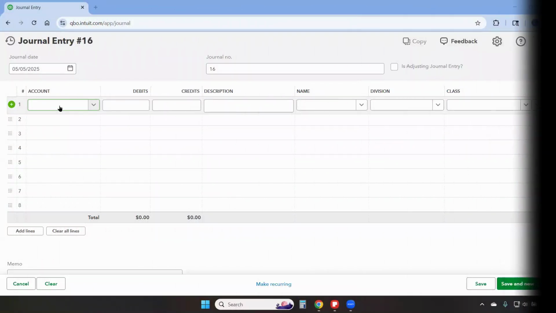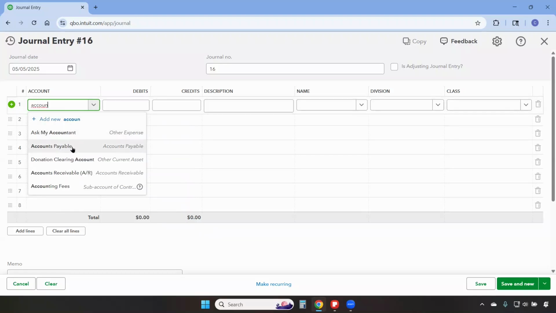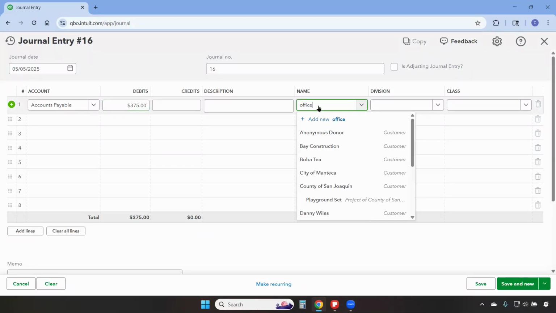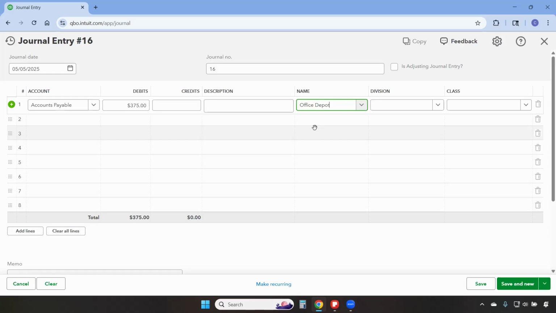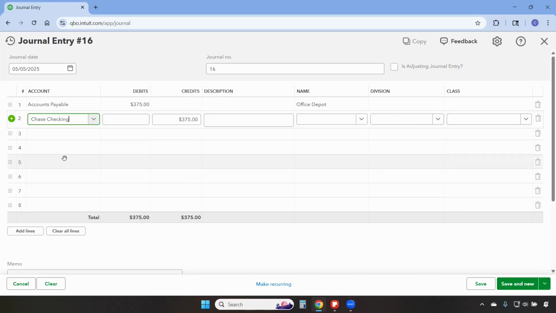On May 5th, we're paying the vendor Office Depot, so we're debiting accounts payable $375. This zeroes out the account because we're paying the bill and no longer owe Office Depot. We're paying the vendor using the Chase checking account. Crediting the checking account means that we're reducing the bank balance by $375.